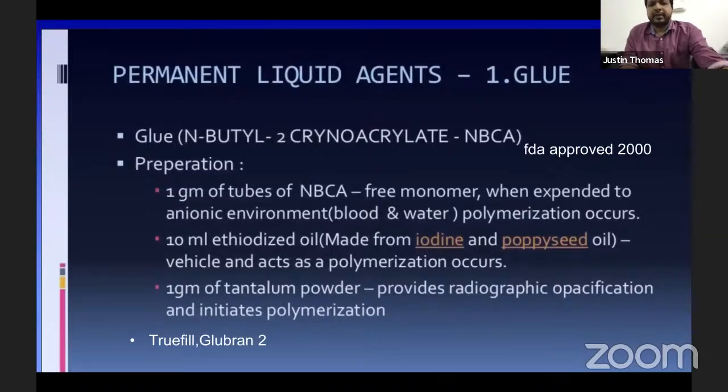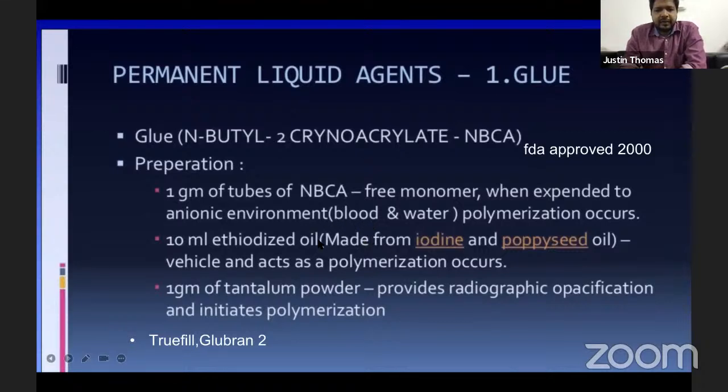Coming to permanent liquid agents, which are most used in treatment of AV malformations. The first one is glue. Glue is nothing other than N-butyl cyanoacrylate, also known as NBCA. So NBCA is a free polymer. What happens is that when it comes in contact with an anionic environment such as blood or water, it polymerizes. It is very fast acting.